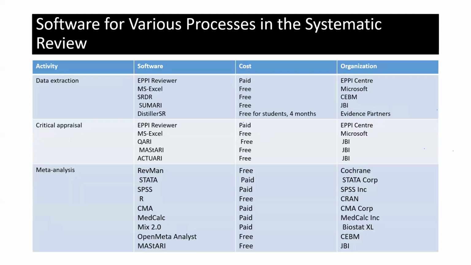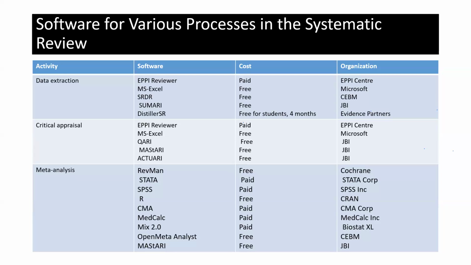For data extraction, you can do it by Excel, SRDR, SUMARI, or Distiller, and these are the organizations which provide them for the researcher. For critical appraisal, again, CASP, SUMARI, and the Excel one. They are there for the critical appraisal. And CASP is, I think, for the qualitative kind of thing. And the rest you can use, like MS Excel, for the quantitative one.